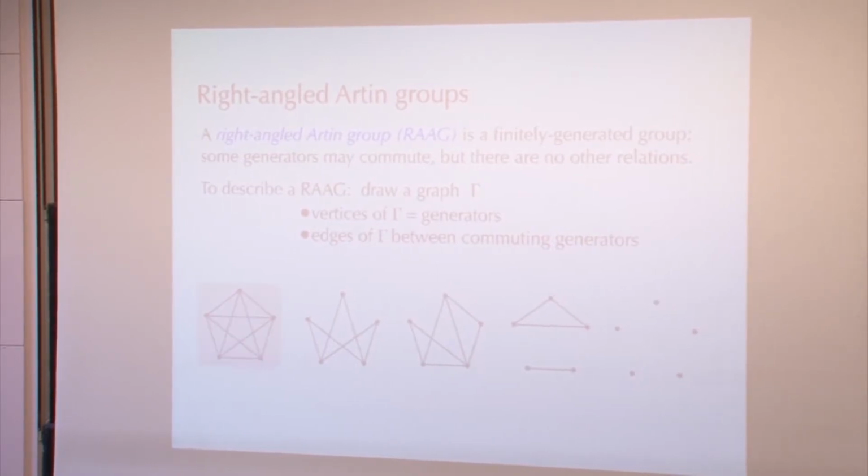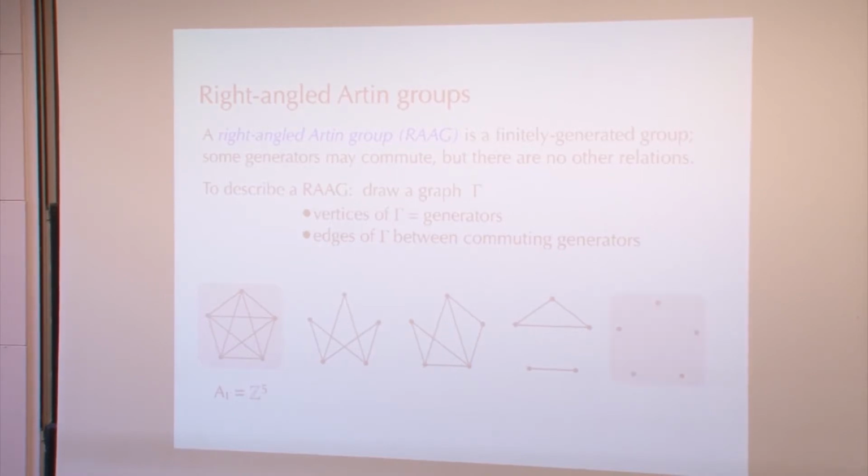On the left, there's a graph with 5 generators and all possible edges. So that's the free abelian group on 5 generators. On the right, there's a group with 5 generators and no edges. So 5 generators, none of whom commute. So that's the free group.